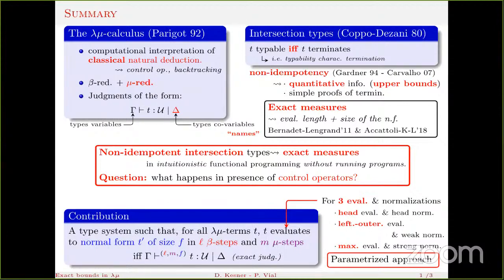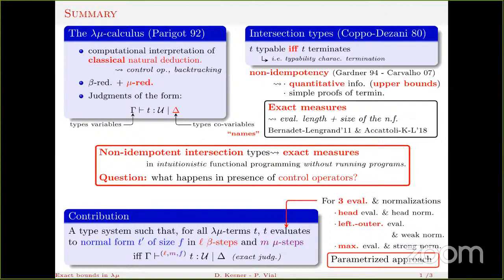For that, we use intersection types, which were used to characterize normalization properties initially. And by exact measures, I mean both the evaluation length to the normal form, the number of steps which are needed, and the size of this normal form. Actually, non-idempotent types were used to obtain exact measures in the lambda calculus, so intuitively in pure functional programming. So the question was, what can we do when we have control operators in the lambda calculus?